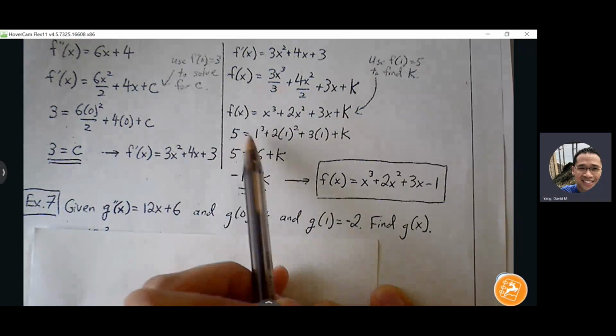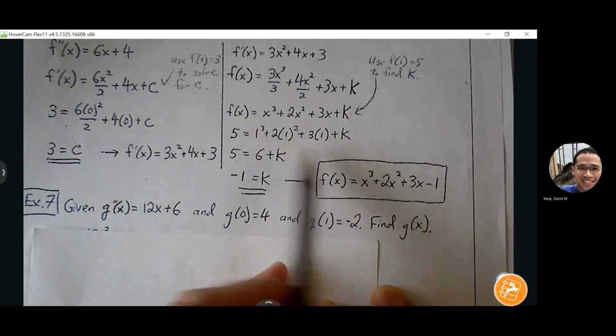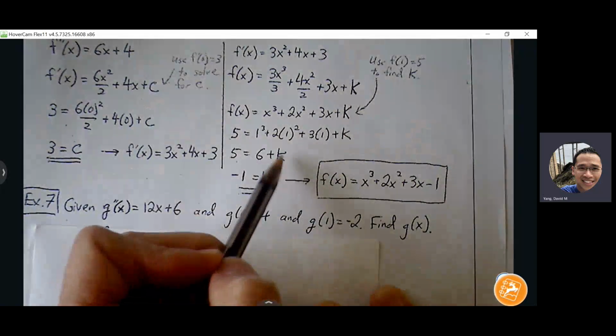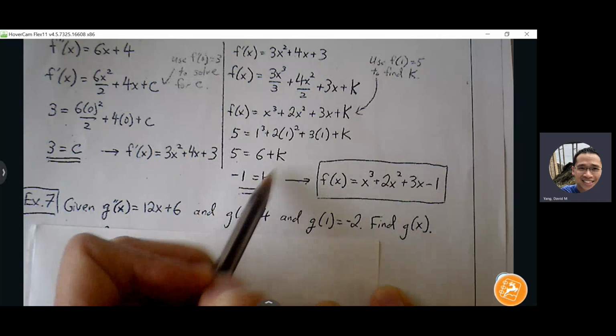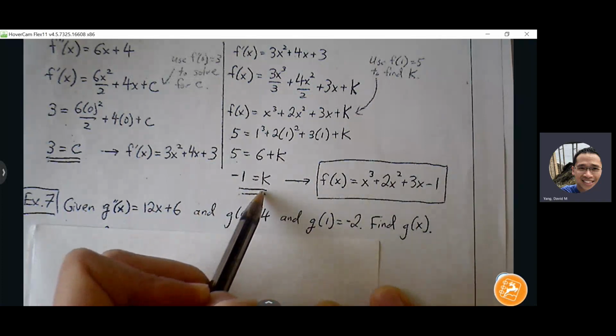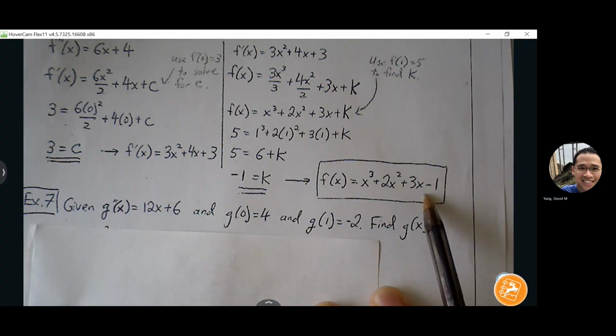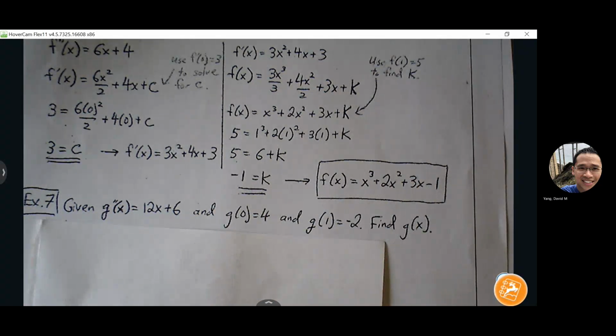So 5 goes in for f of x, 1 goes in for x, 1 plus 2 plus 3 is 6. 5 equals 6 plus, okay, sorry, I used k, but you could use c sub 2. c sub 2 equals -1. And then now you can update your function with the new c sub 2 value. Okay, any questions?